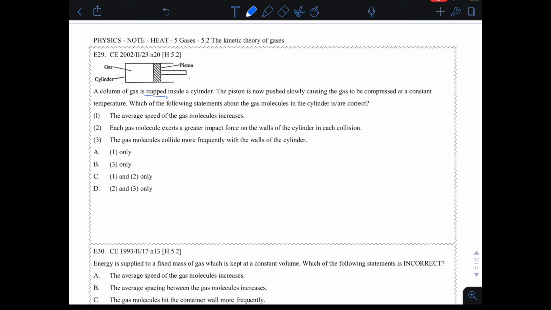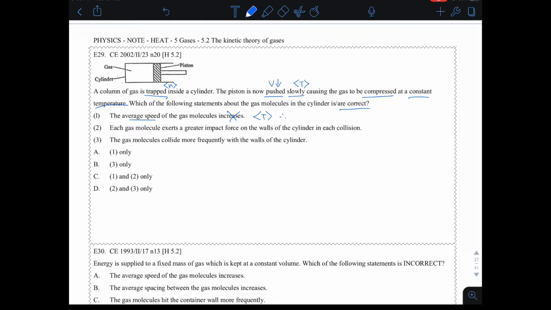Next, this is being trapped, so by this we know this is a constant N. Now pushed slowly means the volume decreases, and slowly helps us know that this is a constant temperature, and to be compressed at constant temperature, you can see. Which of the statements is correct? The average speed increases. Then you have to talk about the temperature. Now the temperature we know is constant, so this is wrong, it should not be increased.